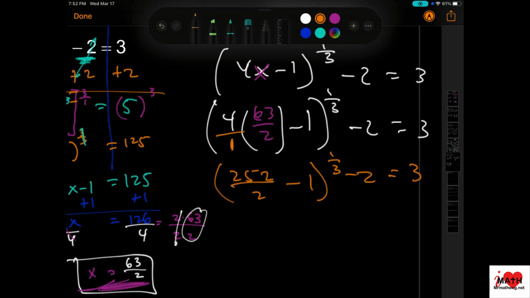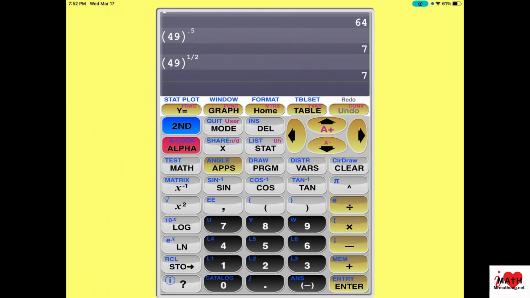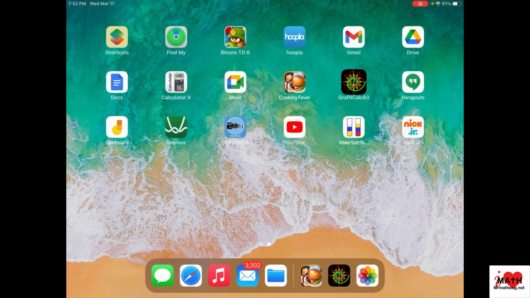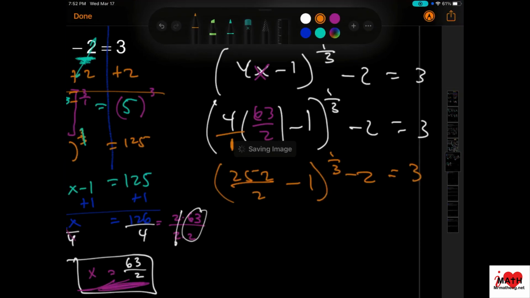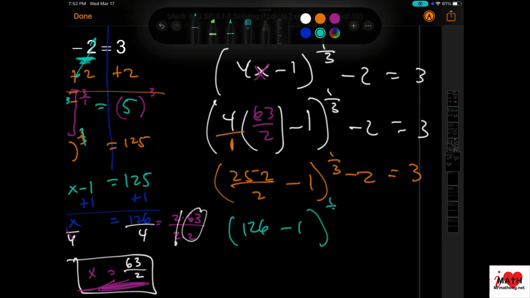Calculator, up here. I'll just do that on my 252. Of course, it's 126. You knew that, right? So 126 minus 1 to the 1/3 minus 2 equals 3.